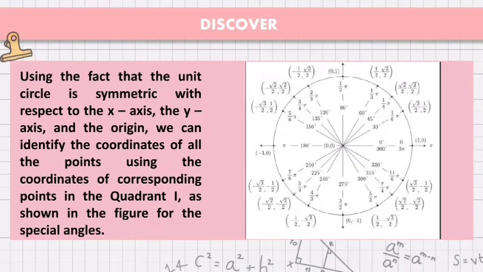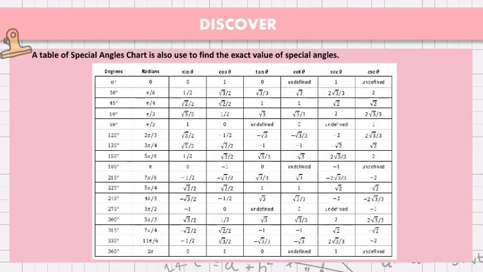Using the fact that the unit circle is symmetric with respect to the x-axis, the y-axis, and the origin, we can identify the coordinates of all the points using the coordinates of corresponding points in quadrant 1 as shown in the figure for the special angles. Here is a table of special angles, a chart also used to find the exact value of special angles.